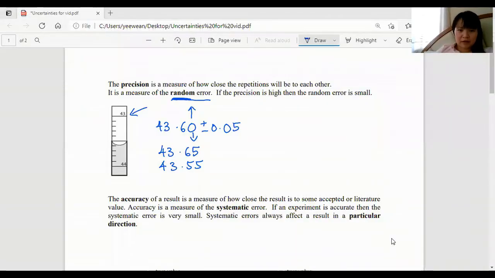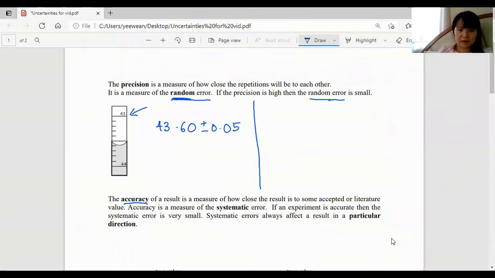If the apparatus is of high precision and we repeat the experiment and keep getting about the same results, then it means that there's very little random error. We can reduce random errors by repeating the experiment a few more times. Then we get the average that will reduce a little bit of the random error. So it can be improved by repeating the experiment.